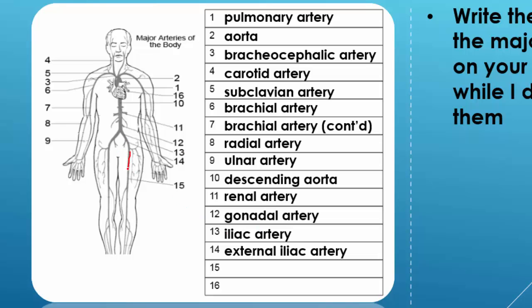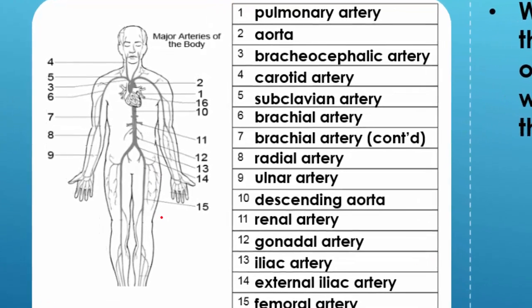And then as the blood vessel goes down into your leg, you have the bone there called the femur. Well, this is called the femoral artery. Okay, so those are some of the major ones.